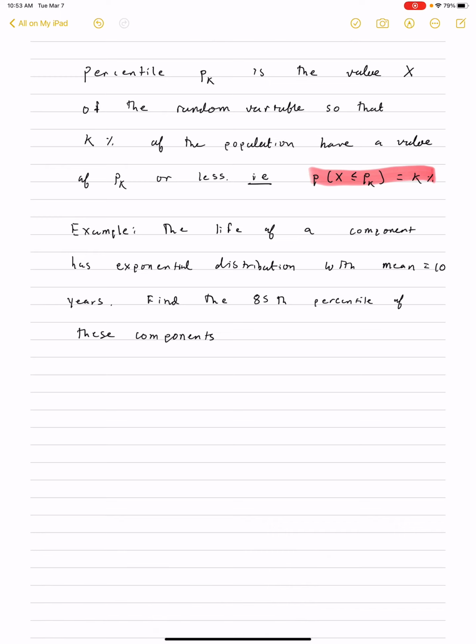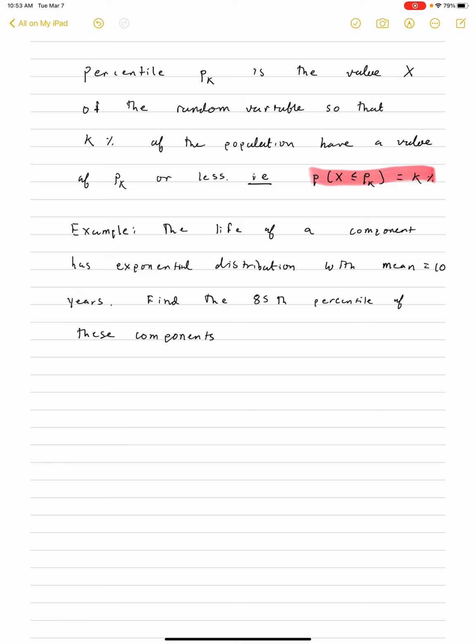So as an example, the life of a component has an exponential distribution with mean equal to 10 years. Our goal is to find the 85th percentile of these components, i.e. how long does 85% of these components last? Okay.